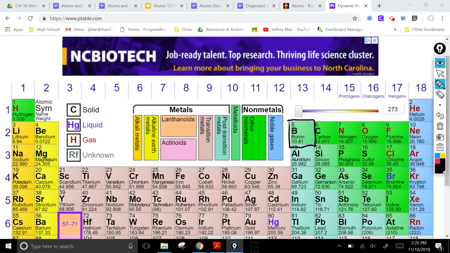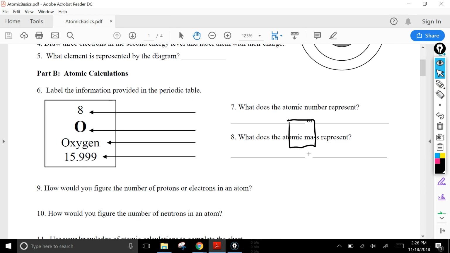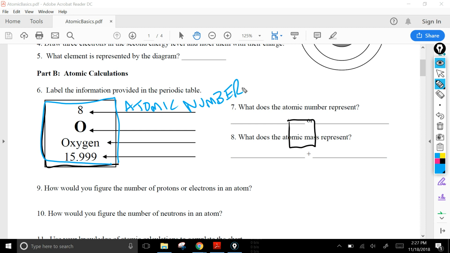So 1 square off the periodic table, that's what we're looking at on this worksheet. This box off the periodic table, oh my gosh, come on. This box off the periodic table gives us some specific information. The number on top is the atomic number. The O here is the element symbol.